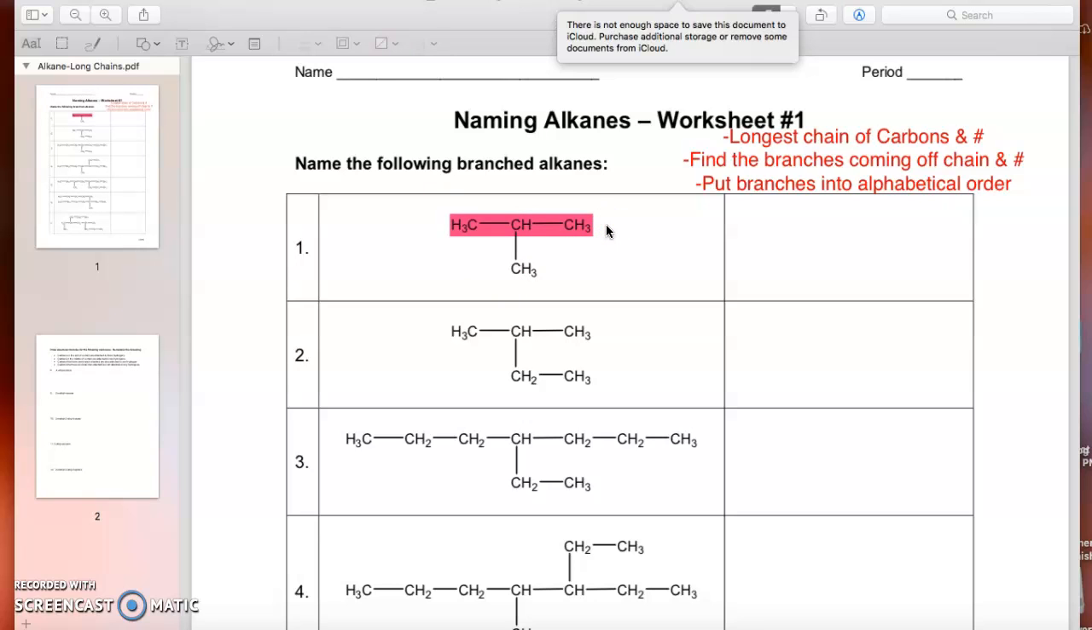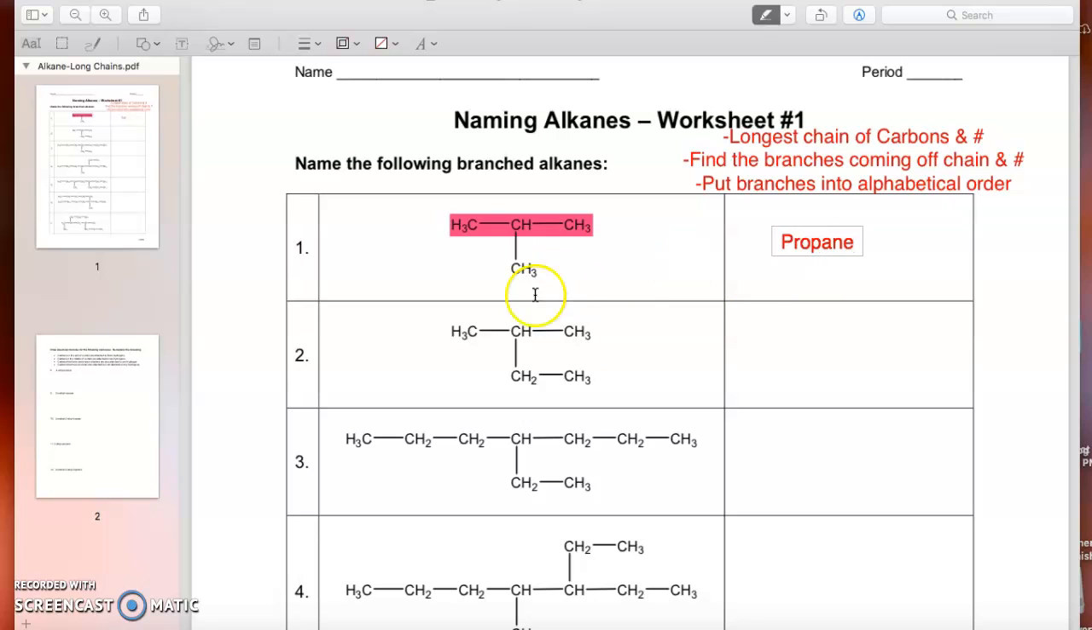Those first 3 give us the ending name of our chain. So there's 3 carbons there, and we know that 3 is prop, and these are single bonds together, so this would be propane. Okay, so the ending of our name is going to be propane. Then we see the highlighted area. There's a little guy sticking out over here that's not part of our highlighted area, and obviously we need to include that in the name.